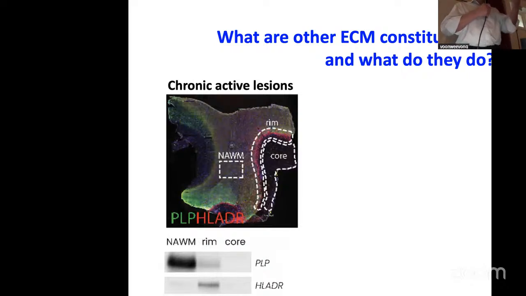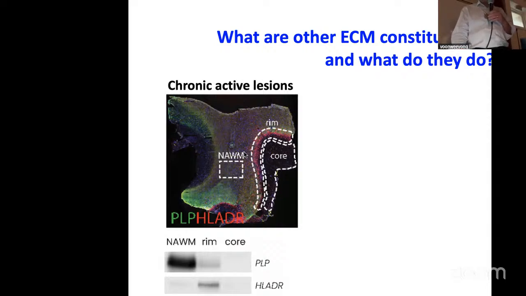So what are other ECM constituents in lesions of MS? And what do they do? So we are interested in this. We are focused on the CSPGs, others are focused on others, but we are quite confident that there are many more ECM members to be discovered, some that might even be more important than those that I've described.